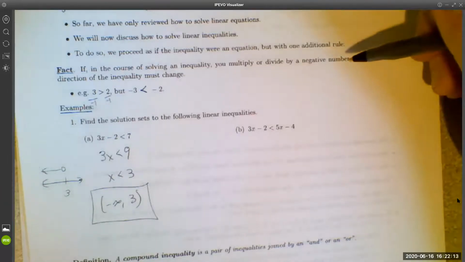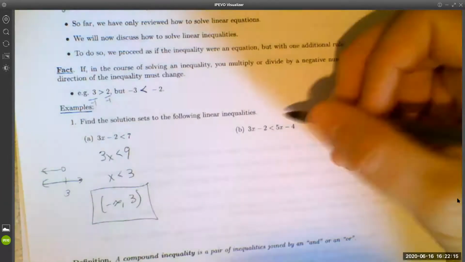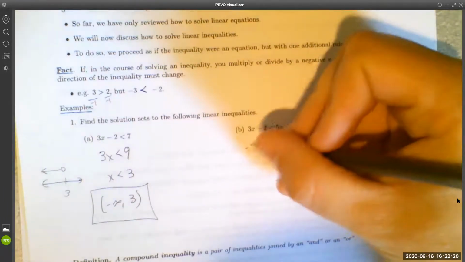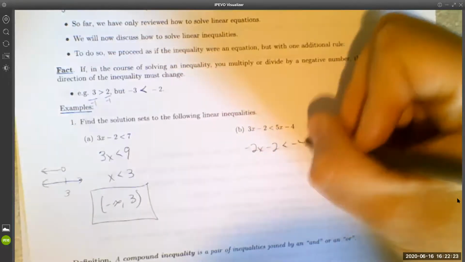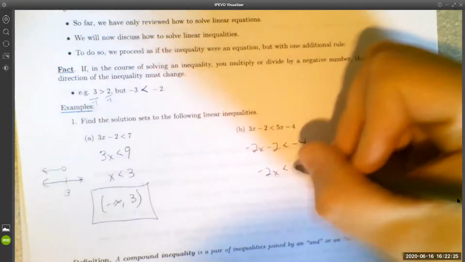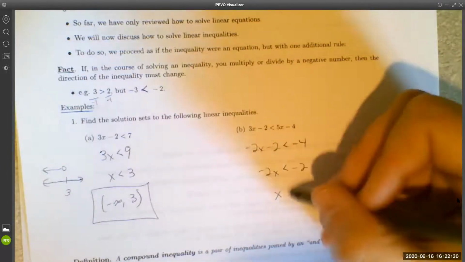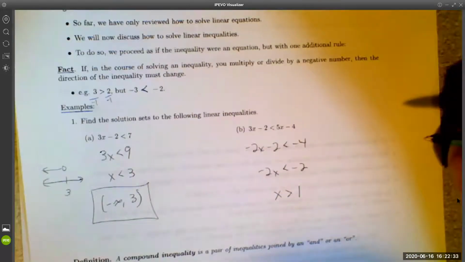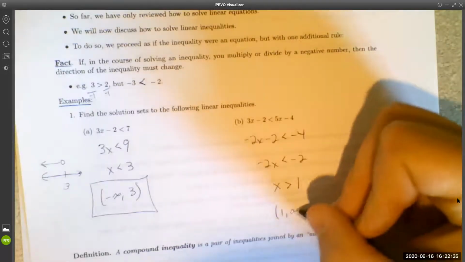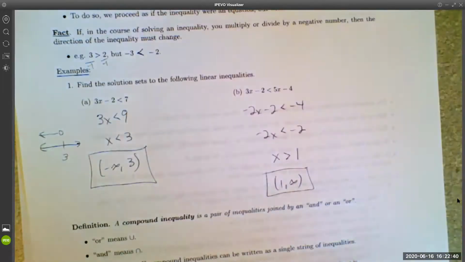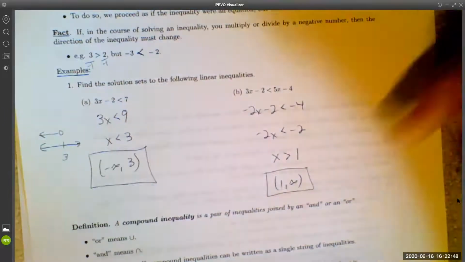Okay, see if you can do part B. All right, here's my solution. I'm going to move the 5x over, move the 2 over, and divide by negative 2. Now when I divide by negative 2, this inequality has to change direction, right? So I get x greater than 1. So there's the solution in interval notation. Okay, so that's how inequalities work. No big deal.